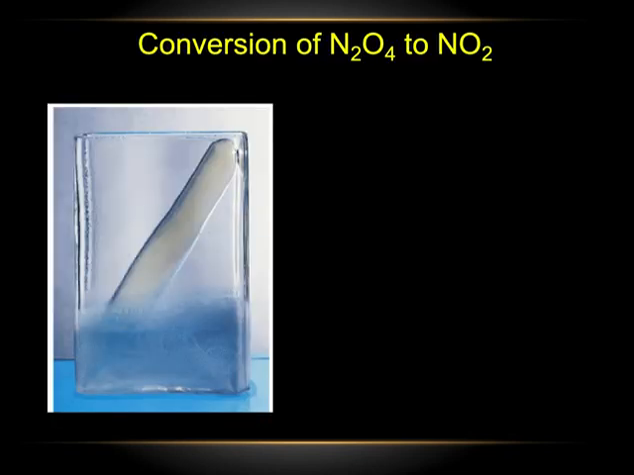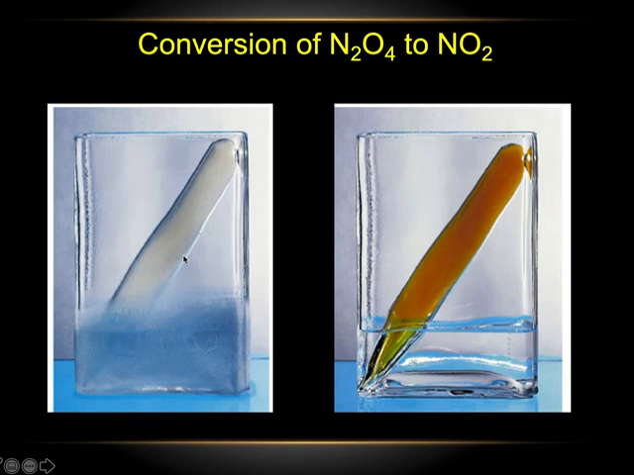Let's start with the conversion of nitrogen tetroxide to NO2. Basically, N2O4 at very, very low temperature is a solid, but at lower temperature, it is a colorless kind of gas. When you bring it to room temperature, you just warm it a little. When you warm it, this N2O4 breaks down to give you NO2, and NO2, you know, is a brown colored gas.